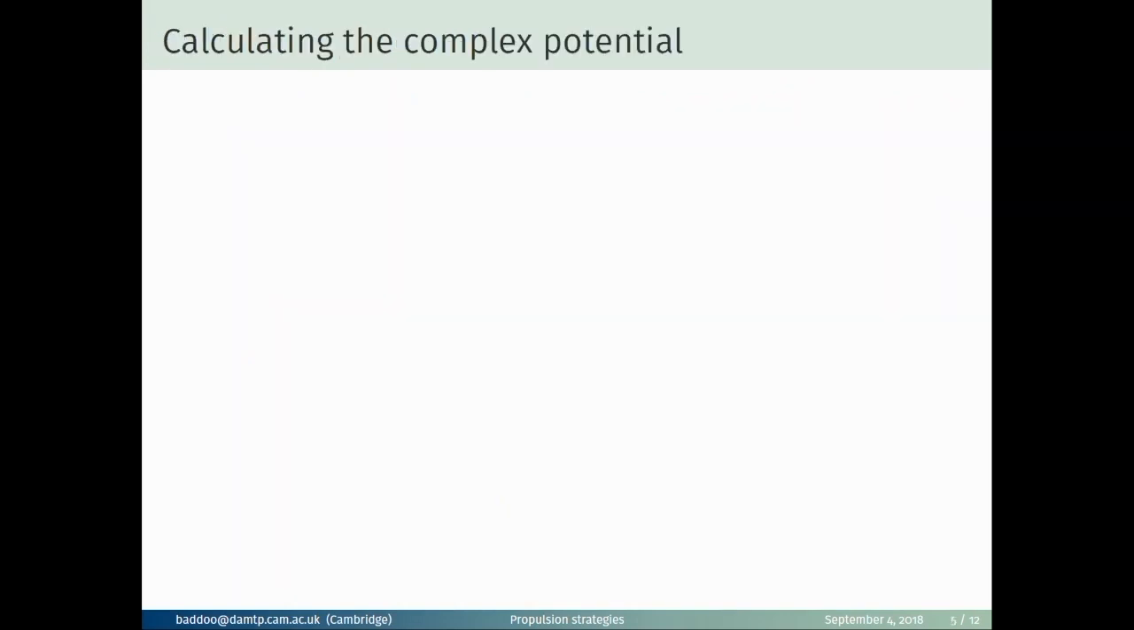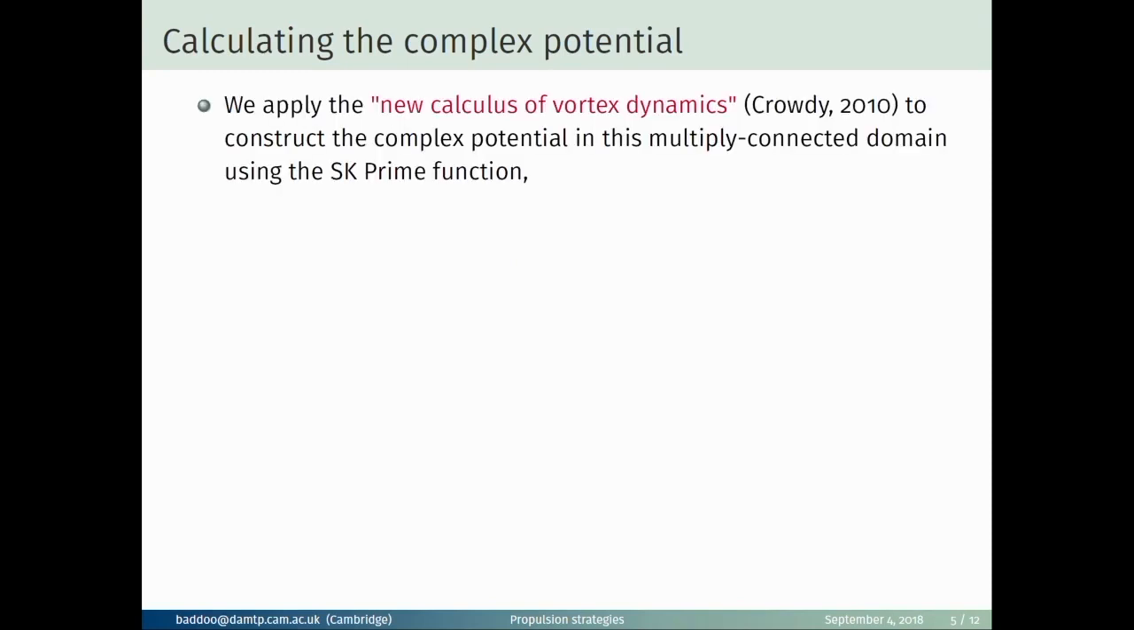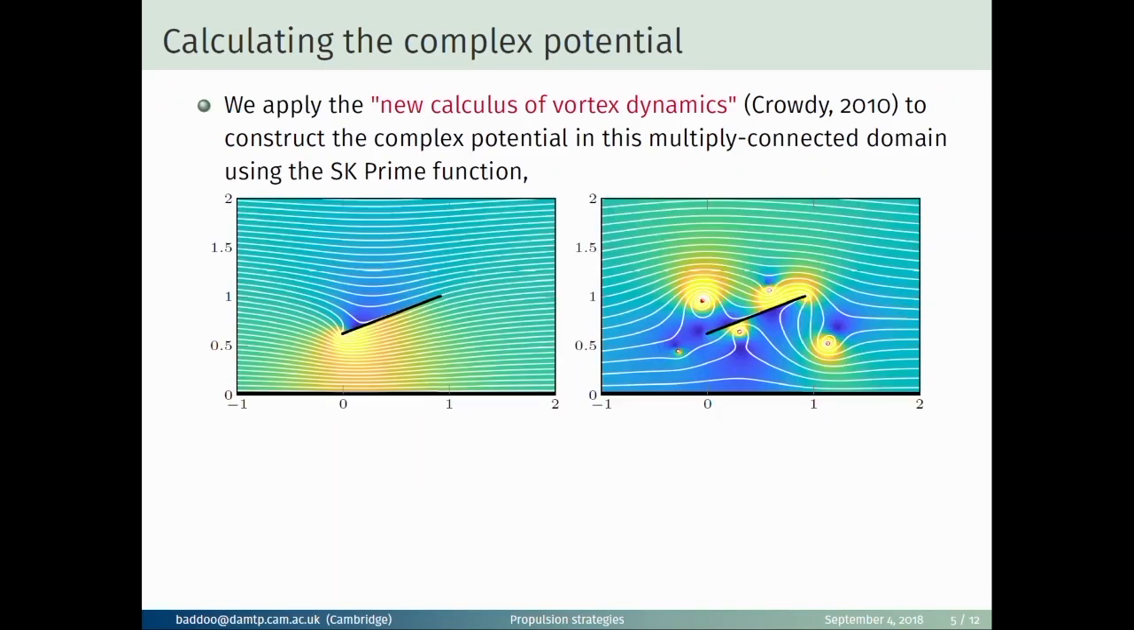So in order to calculate the complex potential, we again use the prime function. And Crowdy has developed this new calculus of vortex dynamics that allows you to construct the complex potential for these kinds of problems. And that allows us to get flows such as this. So we've always got uniform flow from left to right in this potential flow. And on this one, on the left-hand side, we've tuned the circulation around the plate so that the cut condition is satisfied, so you can see the flow leaving the trailing edge smoothly.